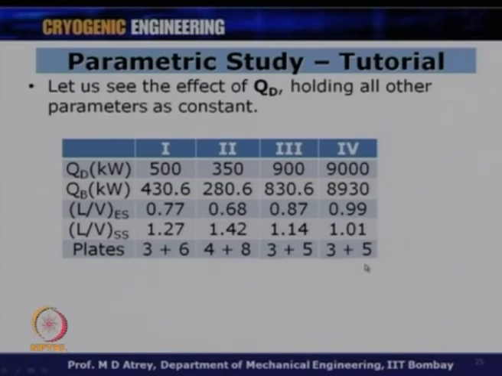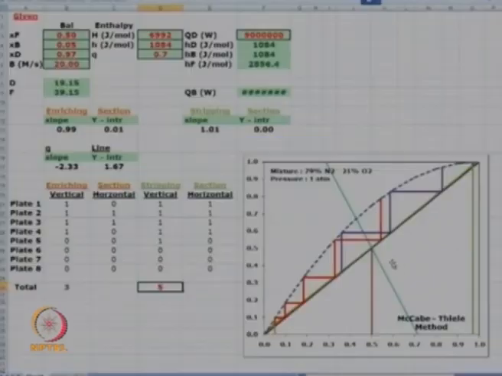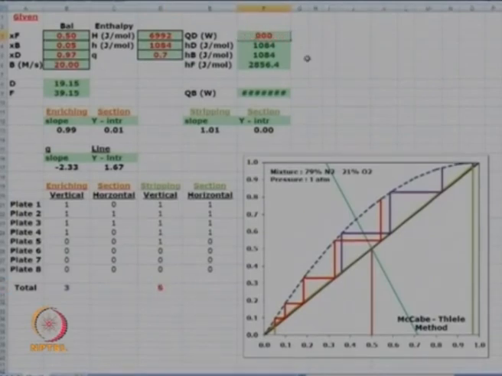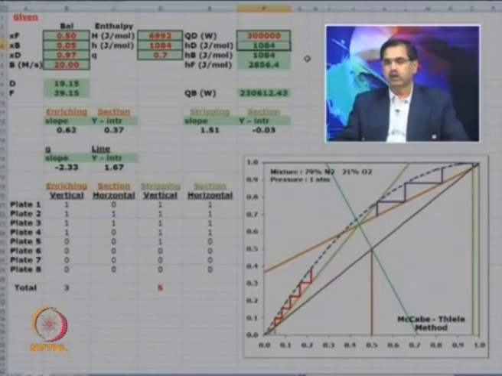Now, I can also see that if my condensation cooling load is decreased further to, let us say, 300 kilowatts, then I move towards the equilibrium curve. So, if I again play with the Excel sheet and if I now make the cooling load as 300 kilowatts, you can see now my number of plates are going to be drastically increased in this case. Alright. So, my slope has come down for the enriching section as 0.62, and my slope for the stripping section has increased to 1.51.